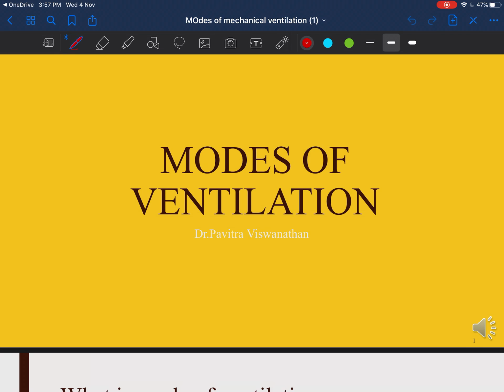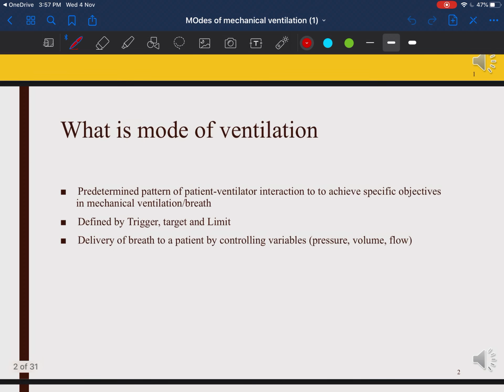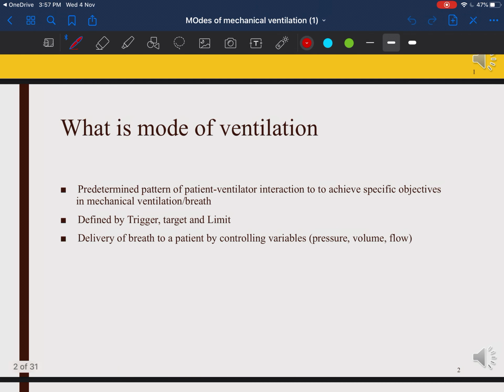Hi all, today we will be discussing modes of mechanical ventilation in continuation with our previous discussion on terminologies relating to respiratory mechanics from the patient side and from the ventilator side. So what is a mode? Mode is how you deliver a breath to the patient, correct?